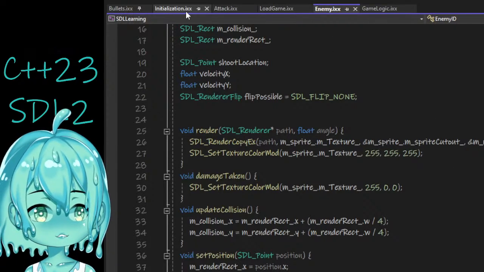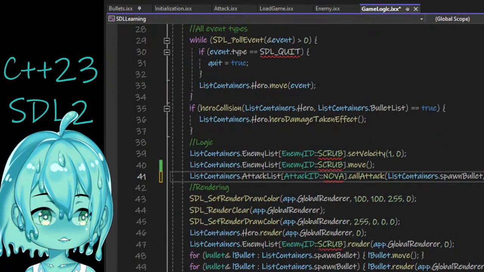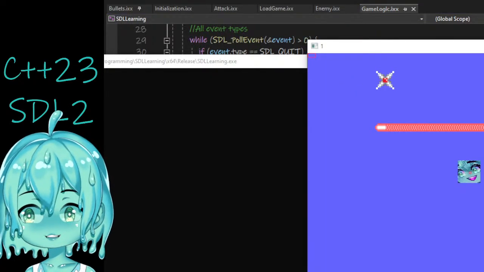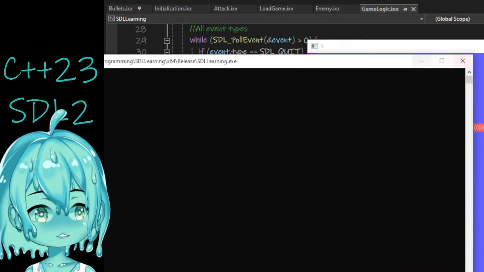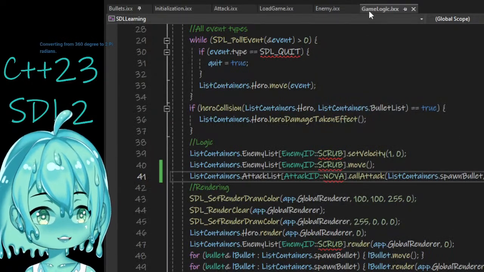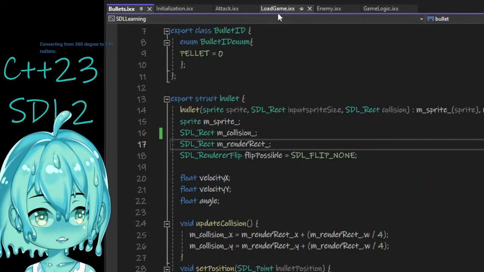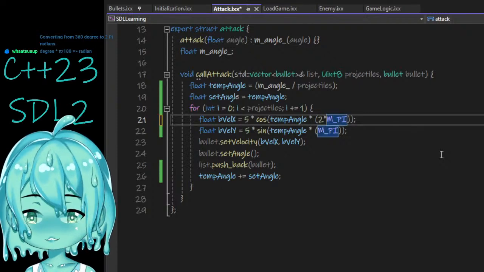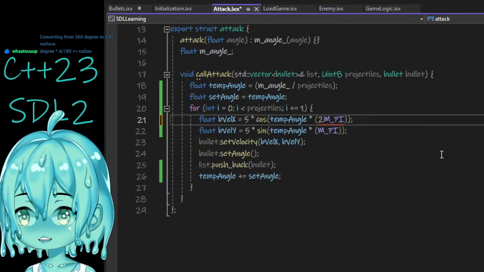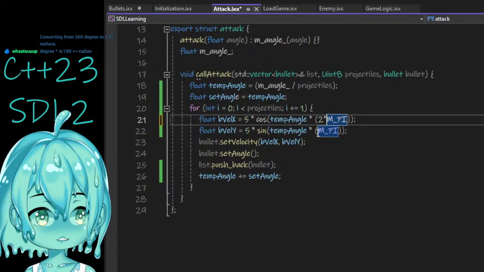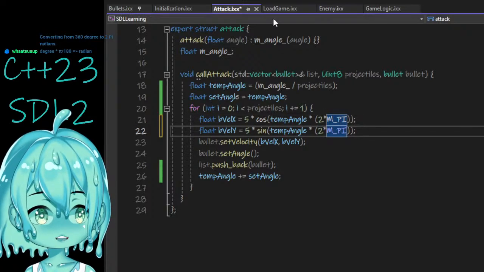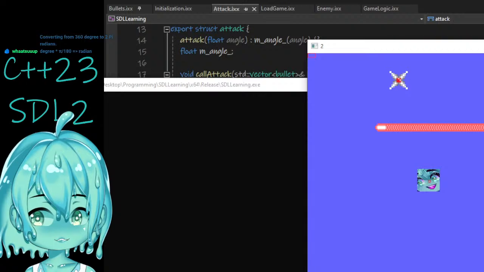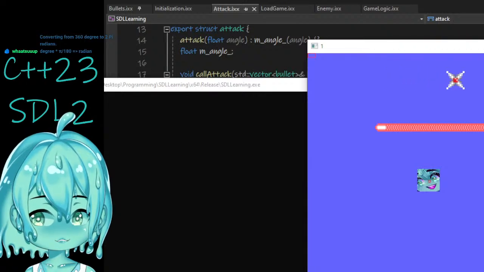So if I shoot 2 bullets, it should shoot at 180 and 0 degrees. But it doesn't because it's only multiplying by pi. Okay, that helps. So now we're gonna try 2 divided by pi, or 2 multiplied by pi. 2 multiplied by pi. But we're gonna have the same issue, right? But it's gonna shoot on the left. Wait, what? Huh.